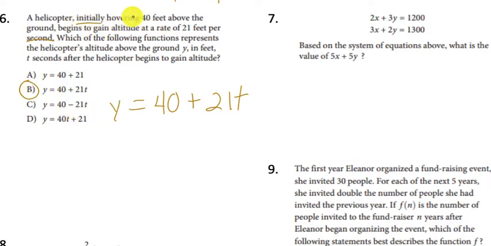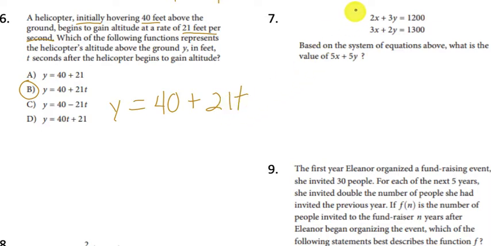The initial hovering of 40 feet is 40 here. There's no variable attached because it's already there. And then we begin to gain altitude at a rate of 21 feet per second. That's going to be 21 times the variable that represents seconds. In this case, it's t.